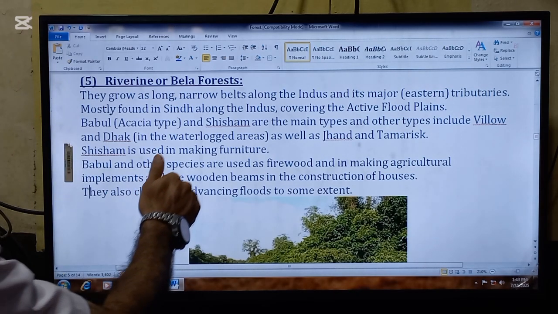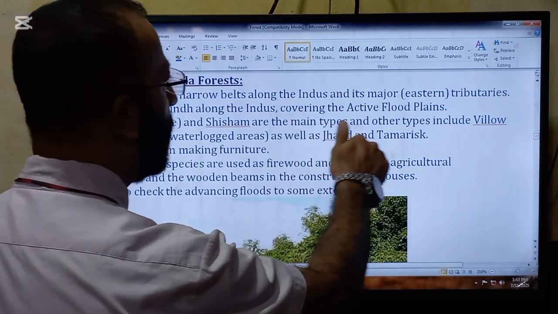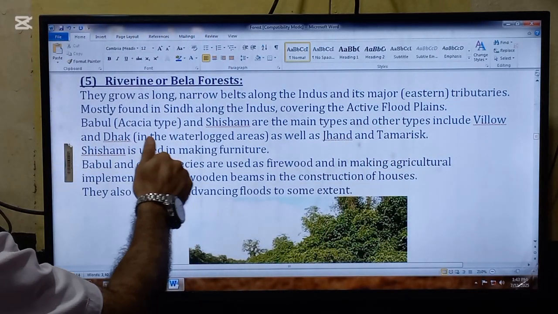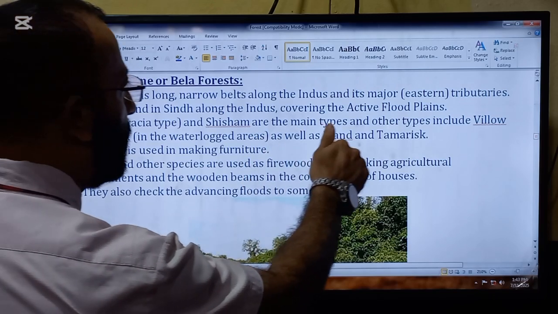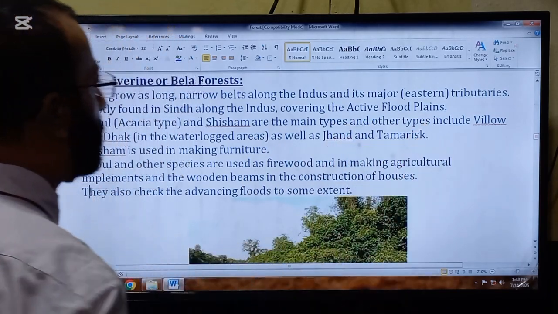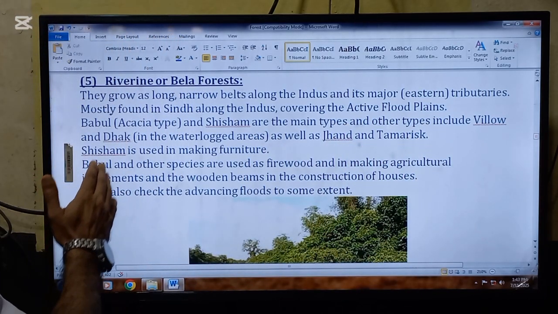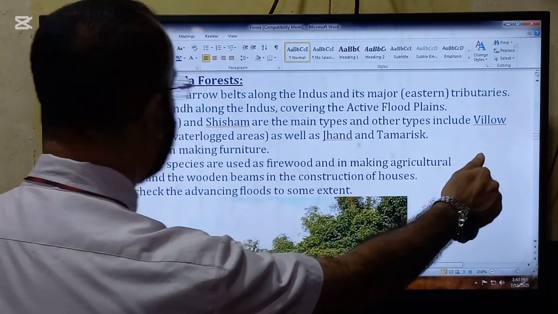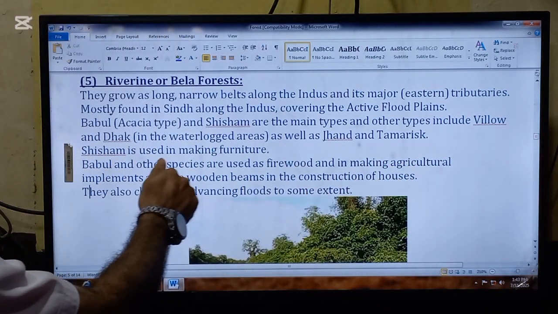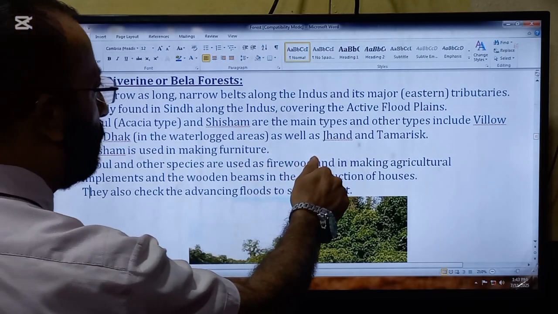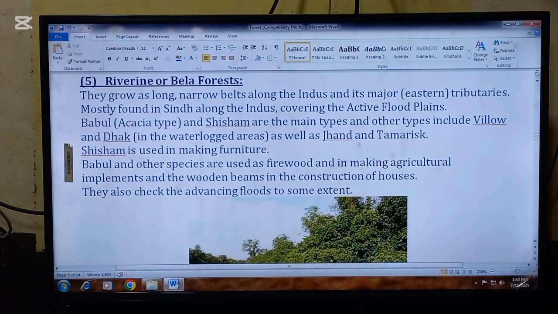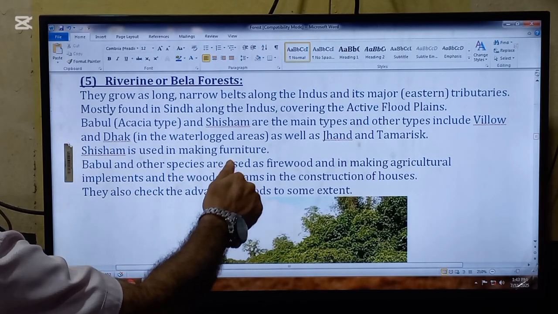They grow as long, narrow belts along the Indus and its major tributaries. Mostly found in Sindh along the Indus, covering the active floodplains. Babul and shisham are the main types, and other types include willow and dhak in the waterlogged areas, as well as jhand and tamarisk. Shisham is used in making furniture.